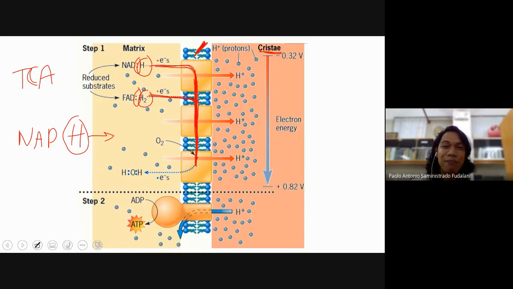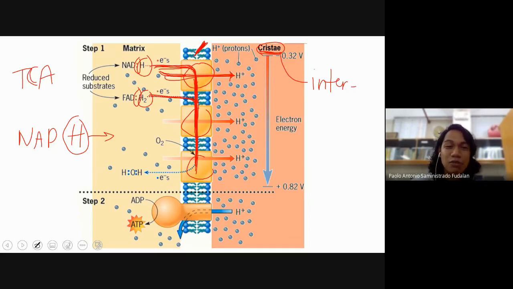And as you can see here, as the electrons are being passed from one complex, because this is known as a protein complex, to another, the protons are released and they are also being pumped from the matrix to the cristae, or another name for this, the intermembrane space. Okay, so that's what's happening to the protons that were being carried by the NADH and FADH2.